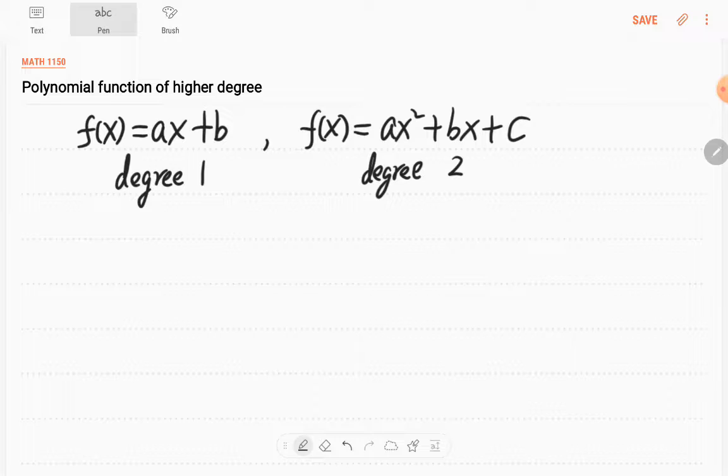So we know the degree 1 polynomial, which is actually a linear function, represents a straight line, and the degree 2 polynomial function, which is actually a quadratic function, has a parabola for the graph. So here I want to quickly review the definition of a polynomial function, the general polynomial function.